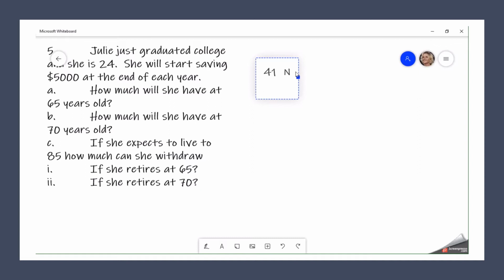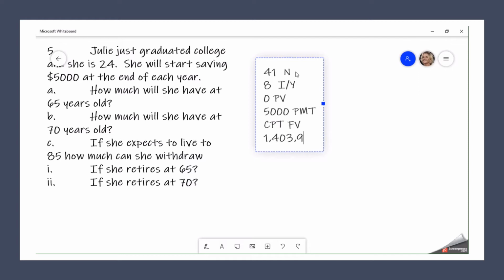The rate on this one also, all right, so we'll make this 8% as well. So 8% is our IY. She's not starting with anything now, but she's saving $5,000 each year. So that's our payment. And then we're going to compute the future value. So we'll put that into our calculator. 41 is the N, 8 is the IY, 0 out the present value, $5,000 payment, and then compute the future value. So she would end up with $1,403,905.